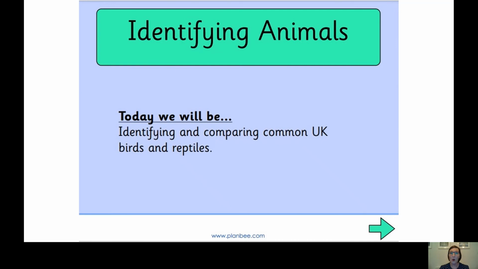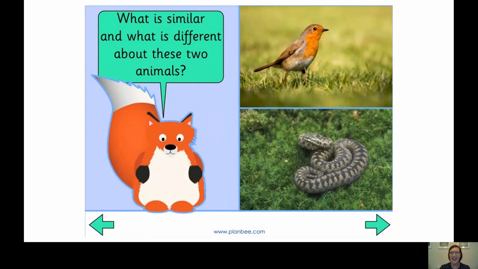Today in science, we're going to be identifying animals. We're going to be looking at and comparing common UK birds and reptiles. Have a look at these two pictures here. What do you notice that is similar? And what do you notice that is different between these two animals?